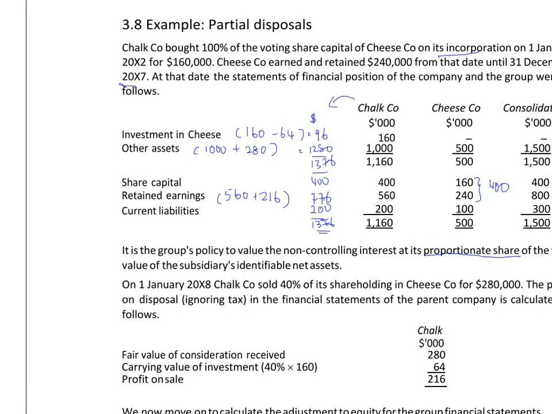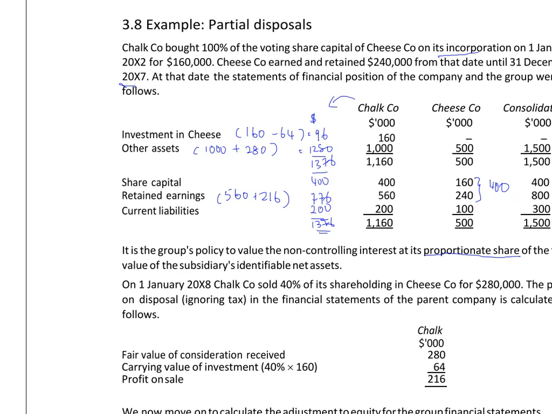Before disposal, after disposal. Then I still own something here. I still own 60% after the disposal of 40%. Therefore, I'm going to control my balance to get this. So that is the 60%. So we don't have cost.